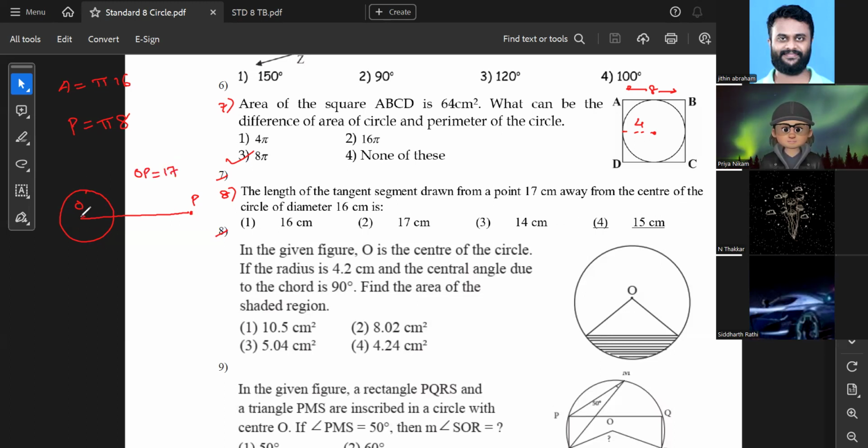And the diameter is 16, which means if I'm just making a radius, let me call this point as point Q. So if diameter is 16, which means the radius is 8. Now what they are asking is, what is the length of this tangent? Length of the tangent is what they're asking. So what they're asking is basically QP. And the hint is what? Can anyone tell me?